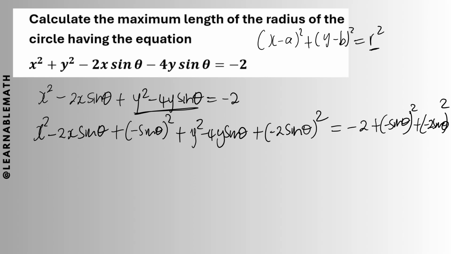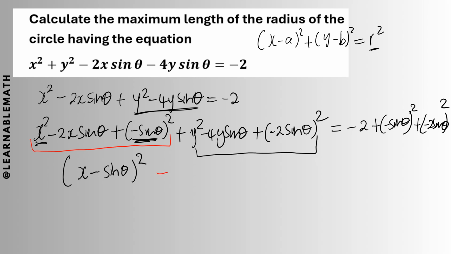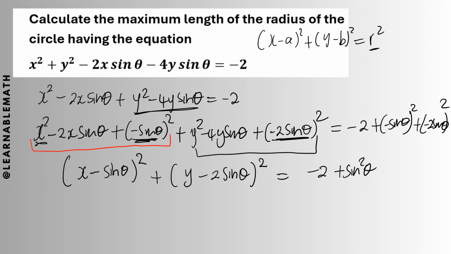Then we can now factorize. To factorize this is very simple. If you keep it in this format, you just say x minus sine theta, squared. Then for this part, it will be plus y minus 2 sine theta, all squared. Then we have factorized that. Then we can simplify this side. It will be minus 2 minus sine theta squared, which is positive sine squared theta. Then minus 2 sine theta squared is positive 4 sine squared theta.